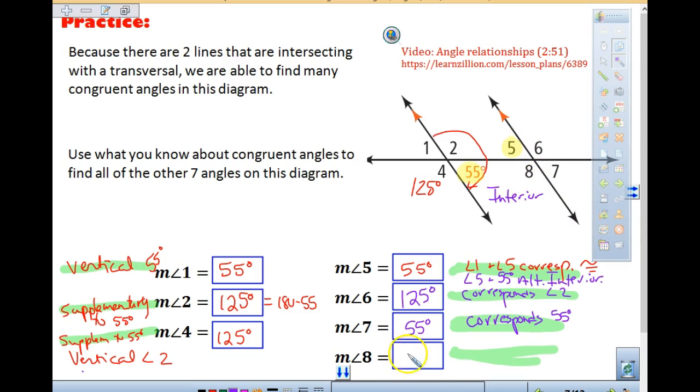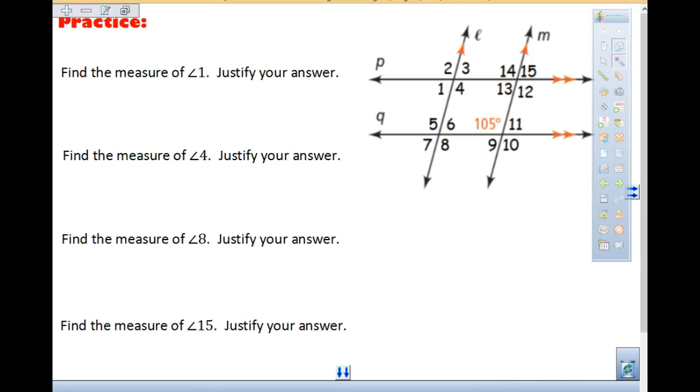And then angle 8 must be, everyone? 125. And 125 could be because it was vertical to angle 6. You could have said it was supplementary to 7. Okay, so does that make sense when you're looking at these? So, as we are looking up here, I want you to look at this picture. The only measure that they give us is right here at 105.